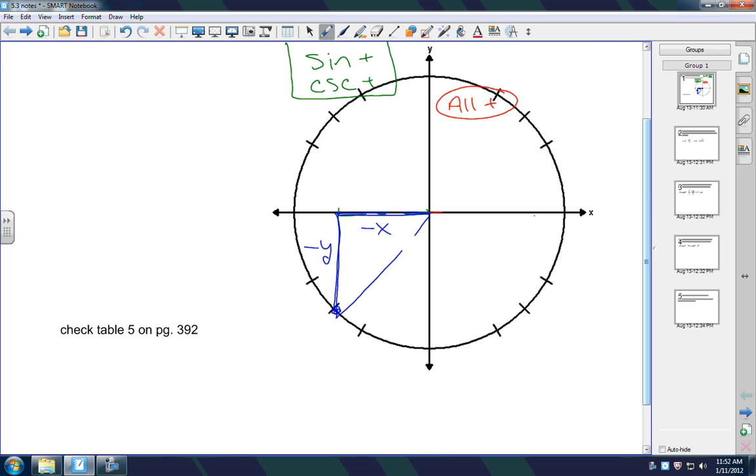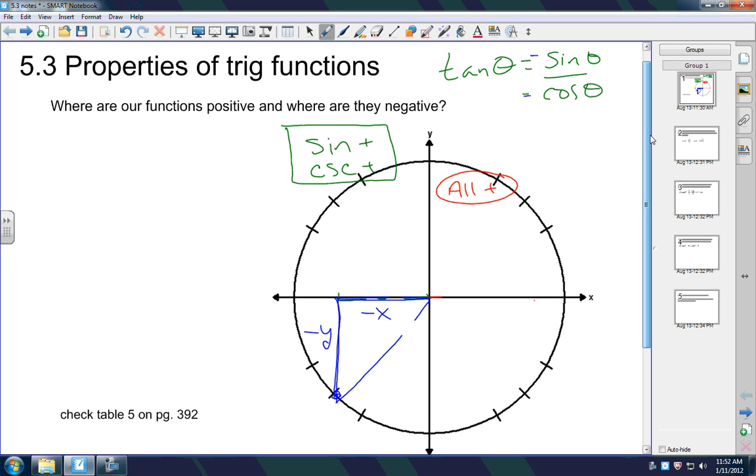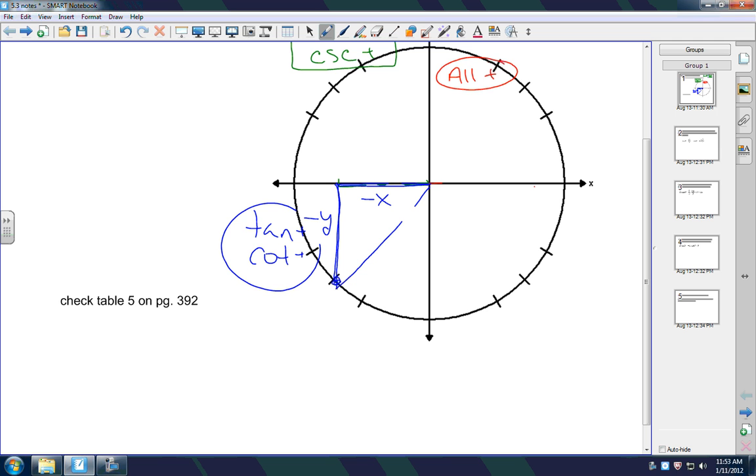But when you think about a tangent now, if you get a sine that's negative and you get a cosine that's negative, it actually makes them positive. So quadrant 3 here, your tangents are positive, your cotangents are positive.